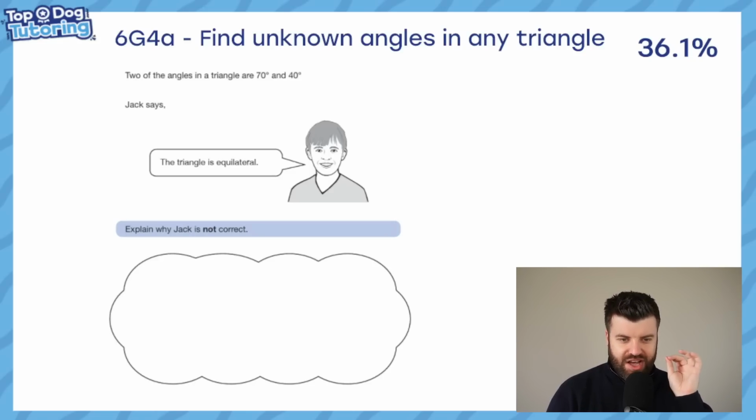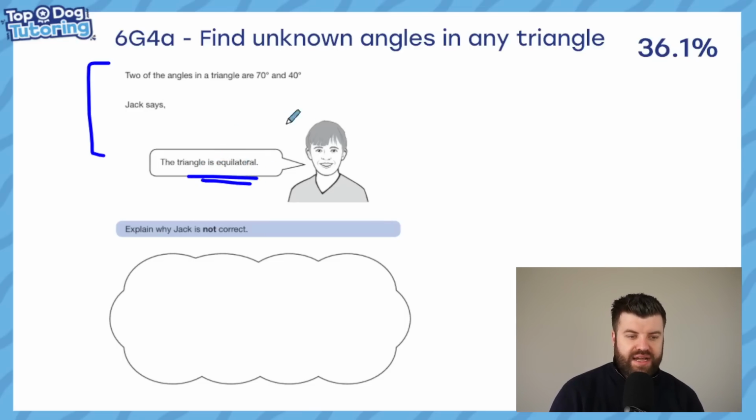6G4A. Find unknown angles in any triangle. So this was the second most incorrectly answered strand that we've seen from our data from learning by questions. So 2 of the angles in the triangle are 70 and 40 degrees. You might be thinking what I thought when I saw this. Where's the triangle? Well, it's all in words. Jack says the triangle is equilateral. Explain why Jack is not correct.